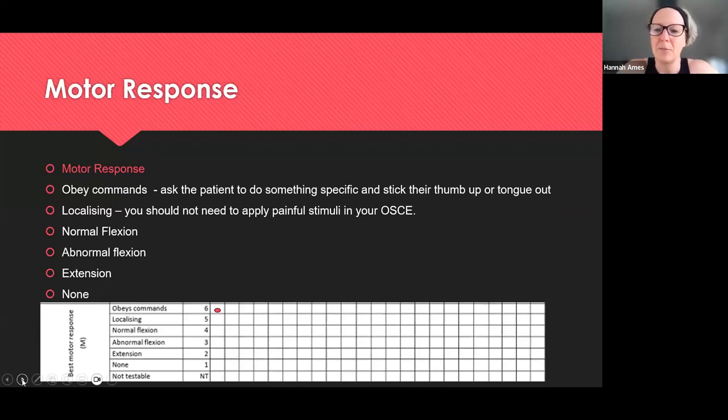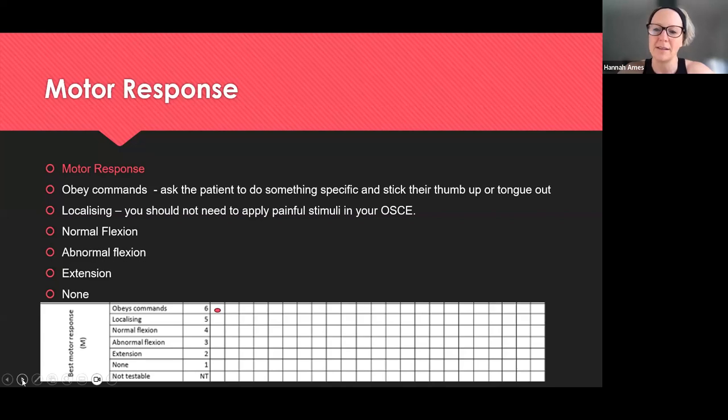So you want to see if your patient is obeying commands. Motor response, most important part of the GCS, tells us what's really going on in terms of motor function and the brain. So just ask your patient to do something really clear, which you can identify that they're obeying commands. So you could ask them to stick their thumb up or stick their tongue out, in which case they're obeying commands. You shouldn't have to. Your patient actor should do that for you in your OSCE. You shouldn't have to be applying pressure or pain or painful stimulus in your OSCE, which is how we assess for localizing or flexion or abnormal flexion. So in terms of your OSCE, you don't need to do that.